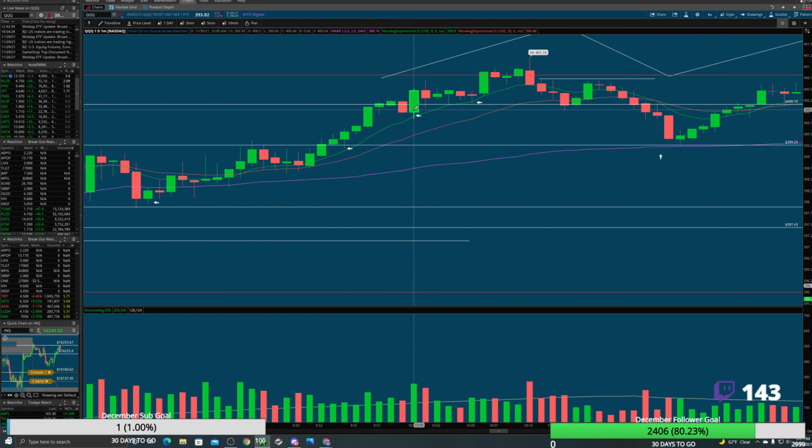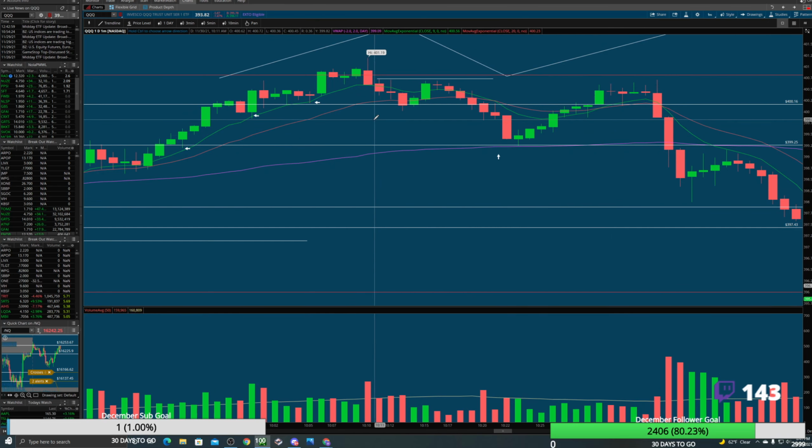9 EMA bounce, 9 EMA bounce, 9 EMA bounce. This allowed me to have a 50 to 80% runner on those calls this morning. Now I want to flip it on the backside. What happens? Can I still use this if we start breaking down? So right here, we see a sell signal. The 9 is crossing below the 20.